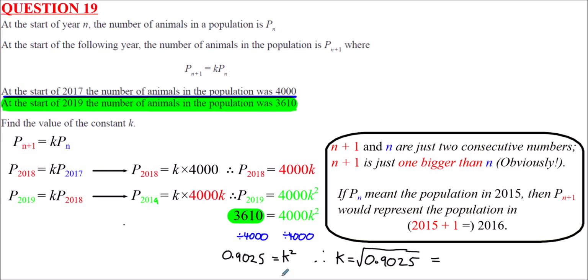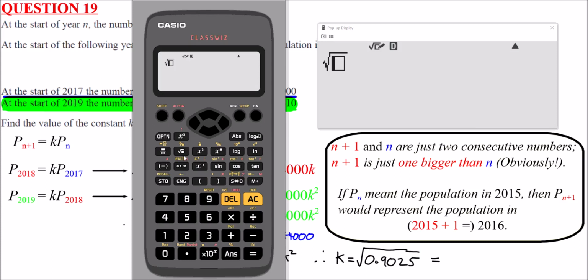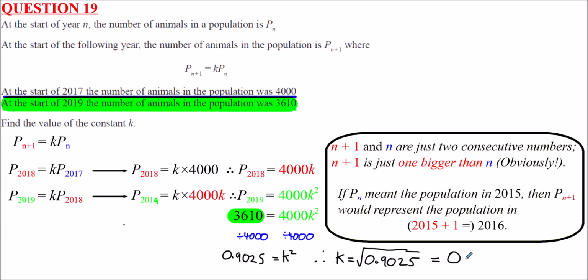So let's see what this gives us on the calculator. The square root of the answer which has just been stored gives us 19 over 20, or we can say 0.95. So either as a decimal 0.95, that's fine, or as a fraction 19 over 20. Whichever answer you want to give is absolutely fine.